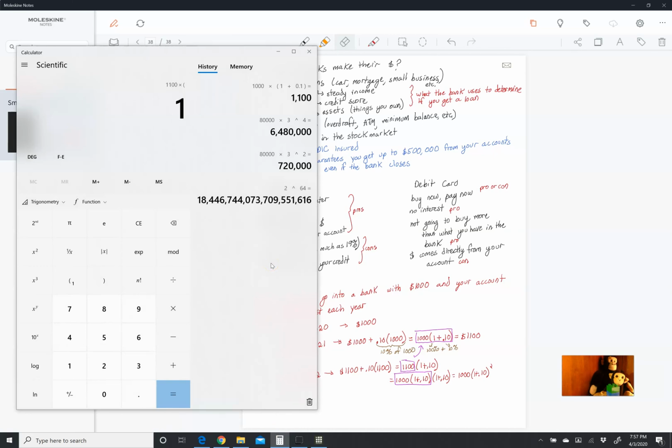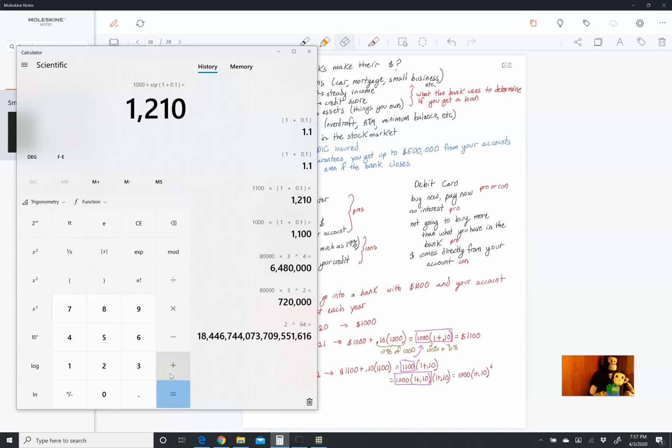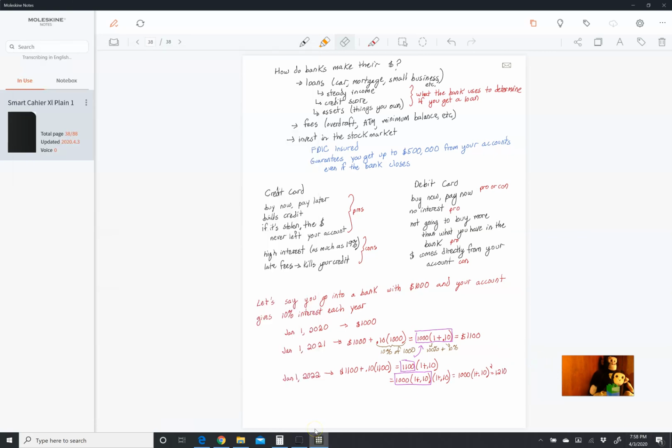And you can see it's the same. 1,100 times 1 plus 0.10 is 1,210. But if instead we did 1,000 times 1 plus 0.10, sorry, I messed that up somewhere. And we're going to square that. Okay? Well, what does that equal? 1,210. It's the same thing. Okay? It's the same thing as doing 1,100 times 1 plus 0.10. Now we have $1,210.